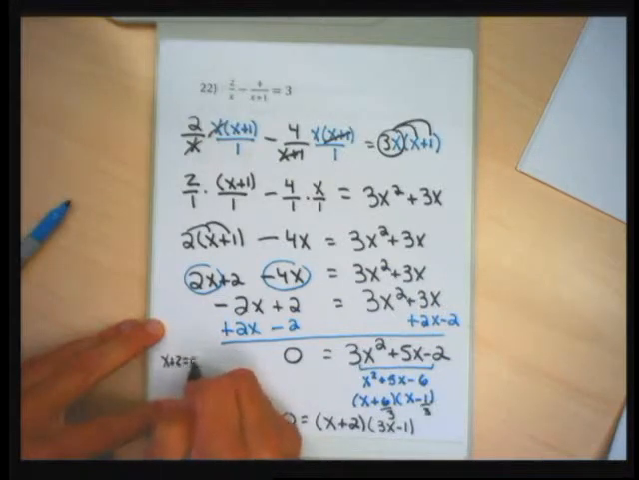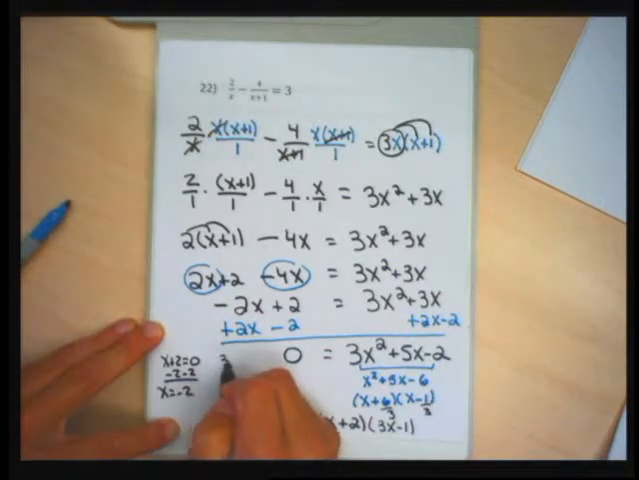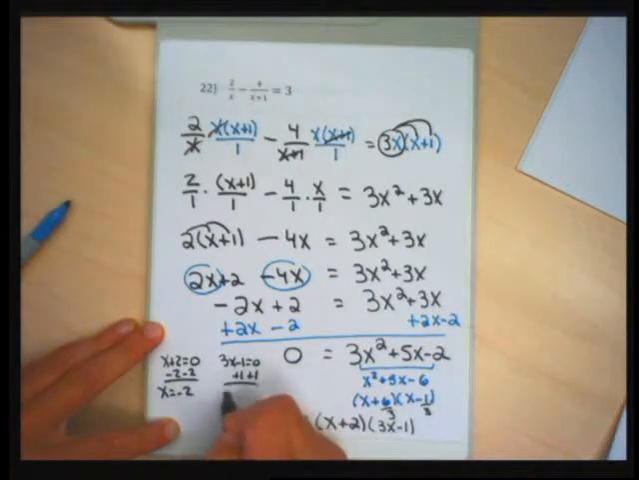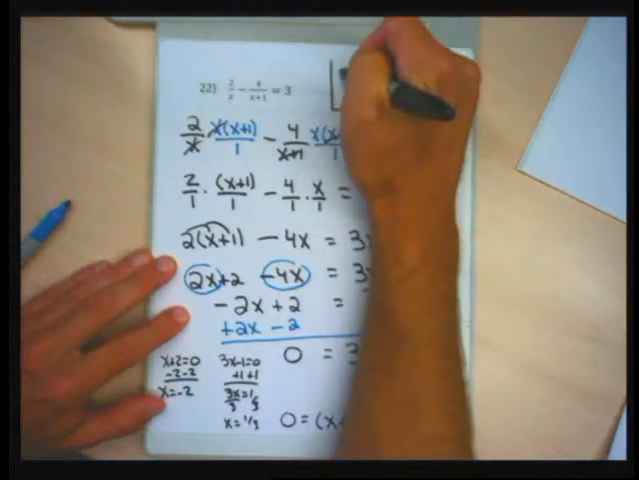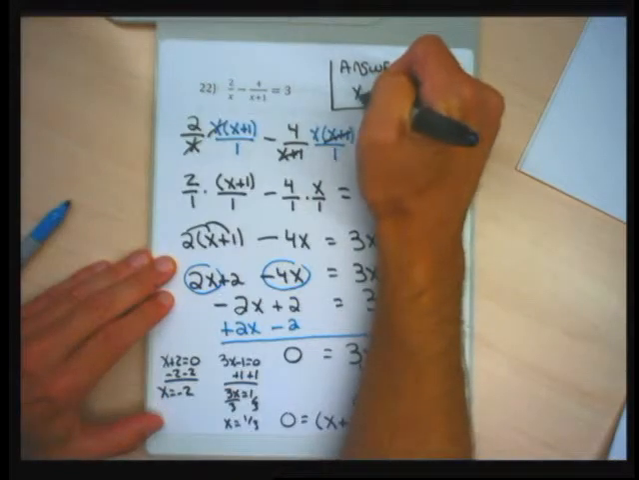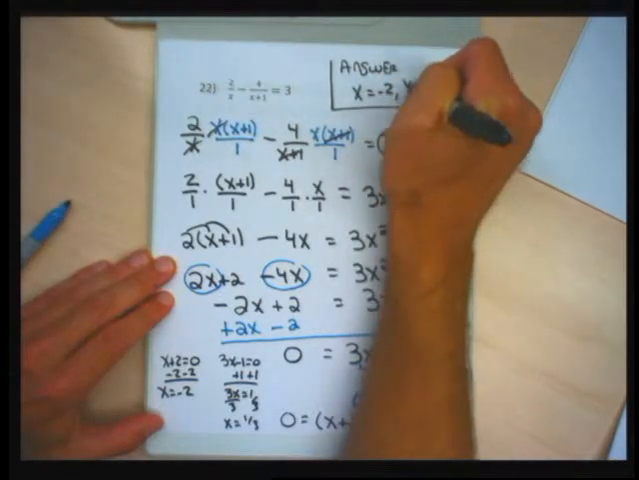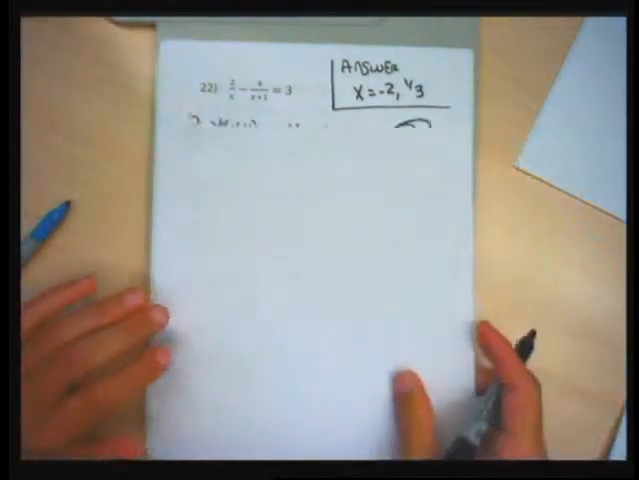For the x plus 2 set equal to 0, I minus 2 from both sides and get x equal to minus 2. For the 3x minus 1 equal to 0, I add 1 to both sides and get 3x equal to 1, then divide both sides by 3 and get x equal to 1/3. I believe the answers to this problem, if I haven't messed up, are x equal to negative 2 and x equal to 1/3. I'm going to check them both and pull out a new sheet of paper to check them.